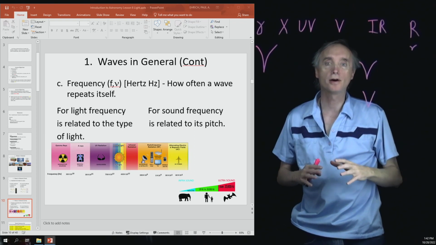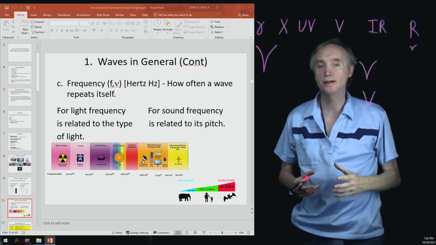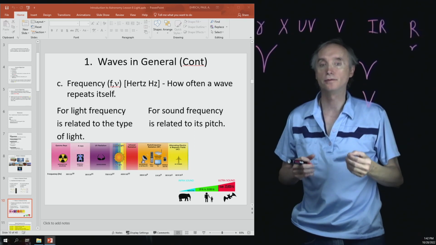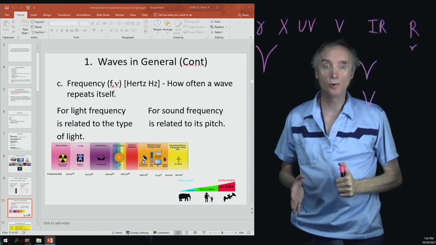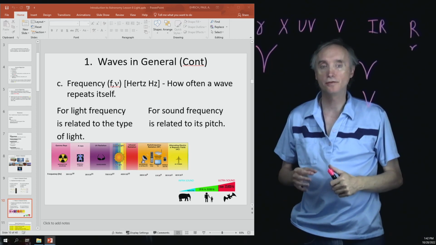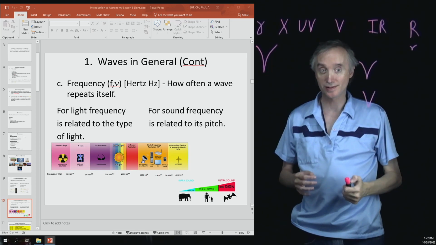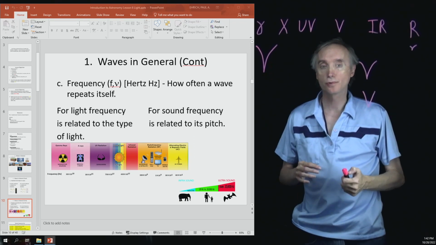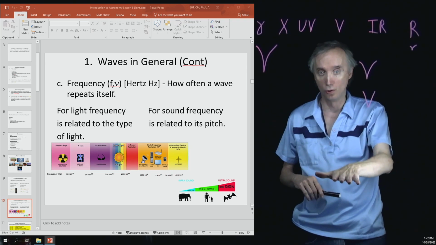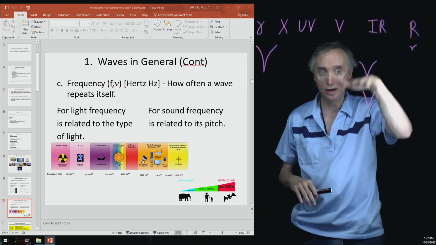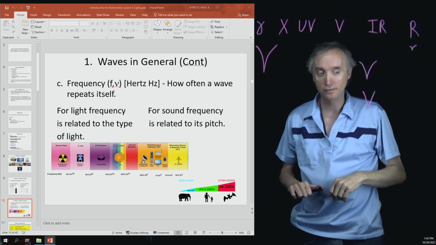So every part of the electromagnetic spectrum has a different frequency. Now sound is the same way. You can have different kinds of frequencies in sound, and that's related to its pitch. So you can have low frequencies, and you can have high frequencies up here.